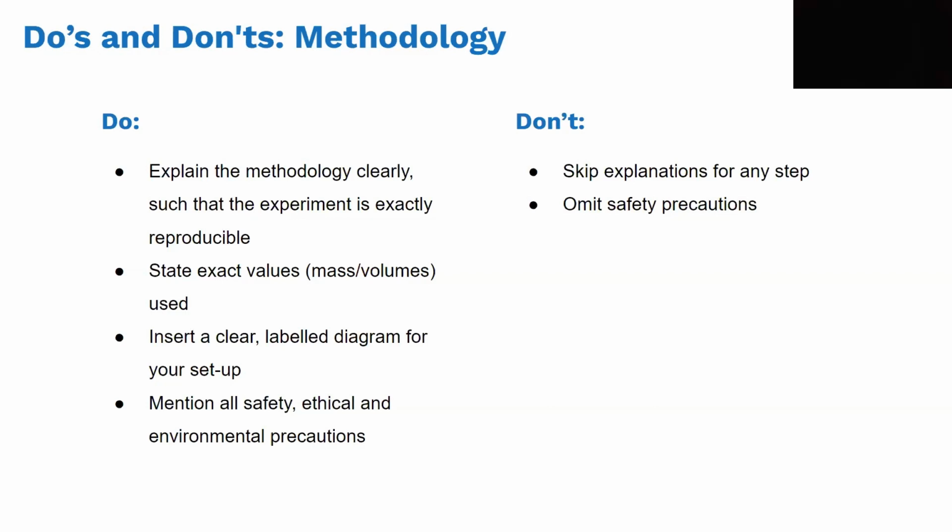Do remember to insert a clear labeled diagram for your setup. As I have previously mentioned, this diagram should be made by yourself. Mention all safety, ethical, and environmental precautions, even if they're obvious. If there are none, then clearly say so. As for don'ts, do not skip explanations for any step. You should assume that your reader has no idea about anything about how to design an experiment on their own. You should not omit safety precautions because IB will mark you down for doing that.